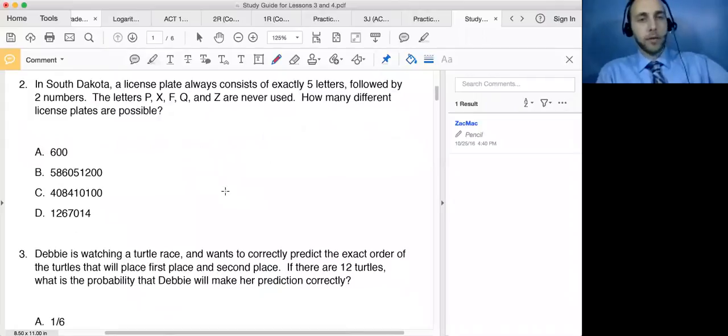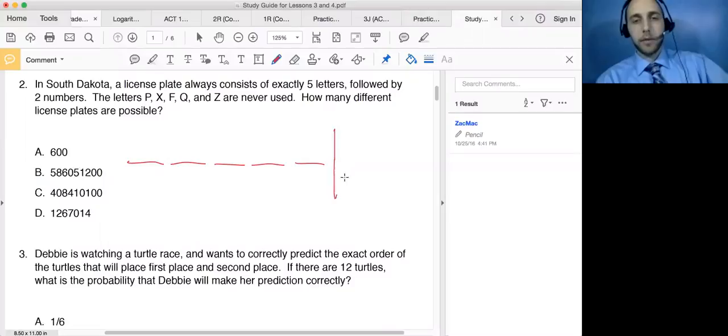Number 2, in South Dakota, a license plate always consists of exactly 5 letters, followed by 2 numbers. The letters P, X, F, Q, and Z are never used. How many different license plates are possible? So let's illustrate our license plate here. 5 letters followed by 2 numbers. Just going to separate them there.